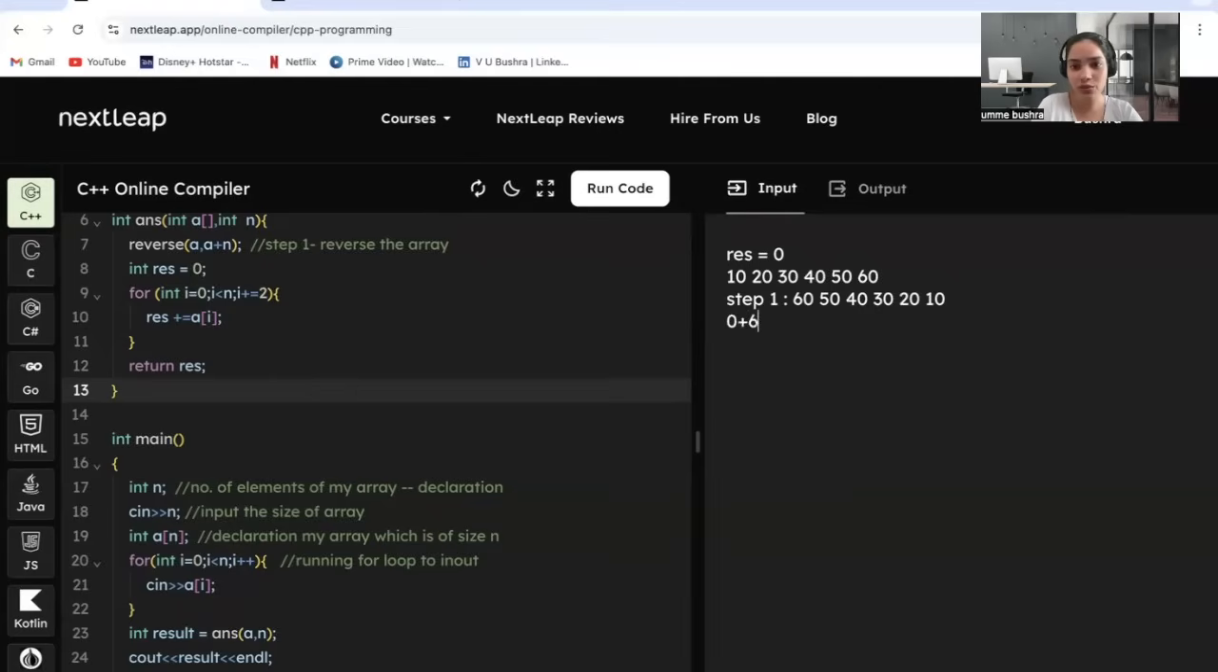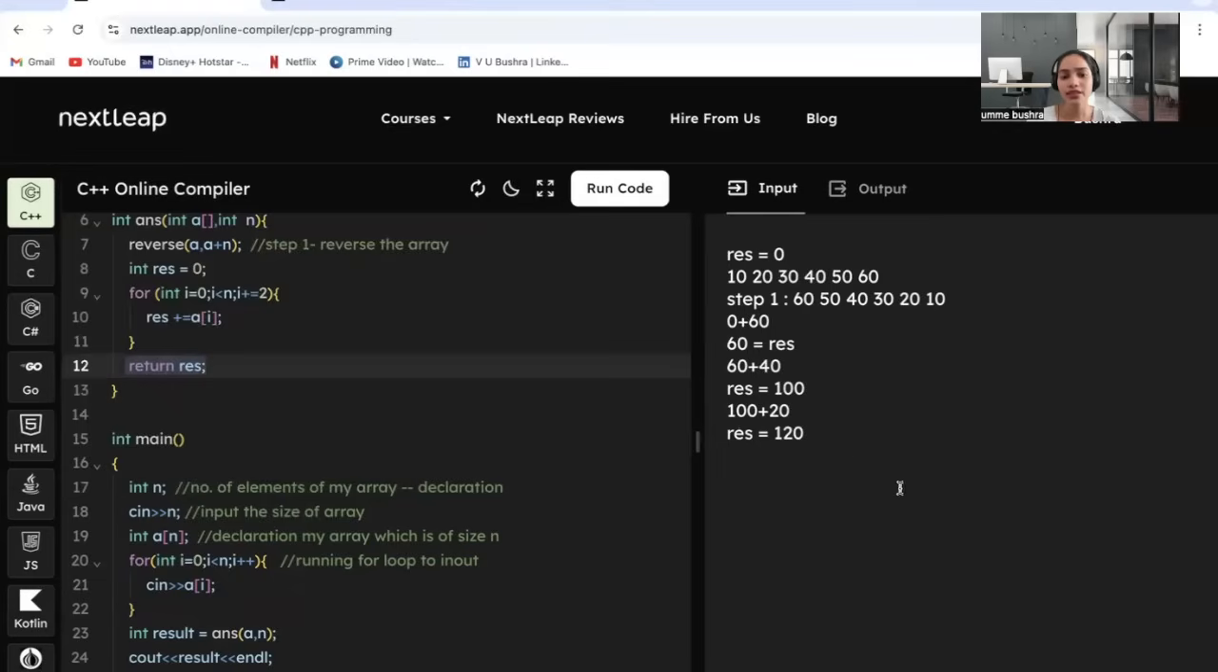Which means your compiler first stores result as 0 plus 60, which is going to be 60. Then it is going to do 60 plus 40, because that is my second index, right? So result will be equal to 100. Then it will do 100 plus 20, because in the fourth position we have 20. Then result will be stored as 120. And because there are no more even positions, it will finally return this. So I'm returning the answer, which means 120 is going to be stored here. And I'm finally printing this, just doing the cout and printing the result.